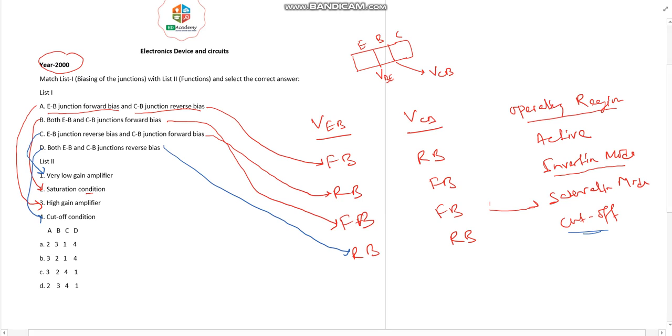So here, A: emitter-base junction forward biased and collector-base junction reverse biased, so it is a high gain amplifier, option 3. B: both junctions forward biased, that is saturation, option 2. C: emitter-base junction reverse biased and collector-base junction forward biased, that is a very low gain amplifier, inversion mode, 1. And D: both junctions reverse biased, that is cutoff, option 4. So the exact order will be 3214. So B is the right answer for that question.